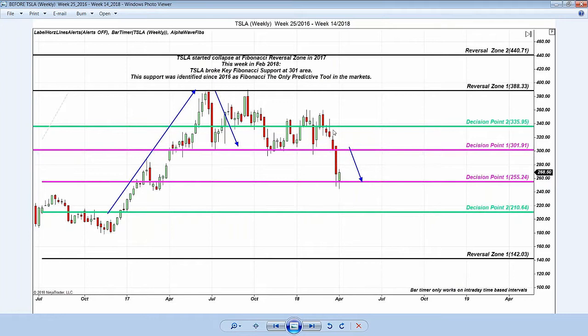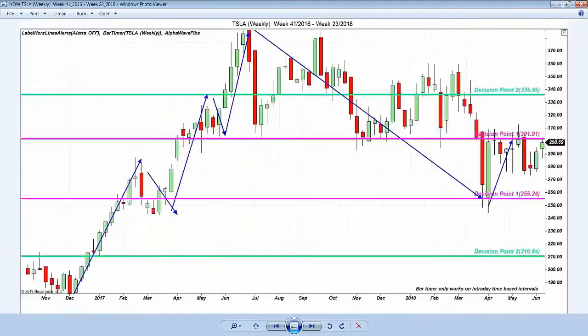Look at these levels. This is a chart from April this year. This is where Tesla is now, between 255 and 301. Identified years in advance. Tesla is hanging for dear life at 301. This is not the place to enter into.